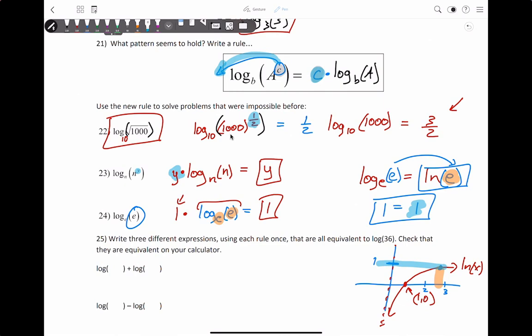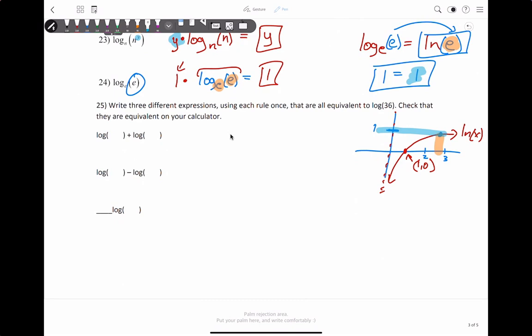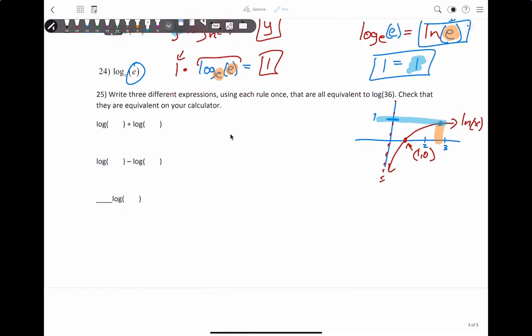Very important, very important. I know we're e-learning, but I need to stress some stuff that will be very, very important later. Write 3 different expressions using each rule once that are all equivalent to log base 10, which is understood, of 36.